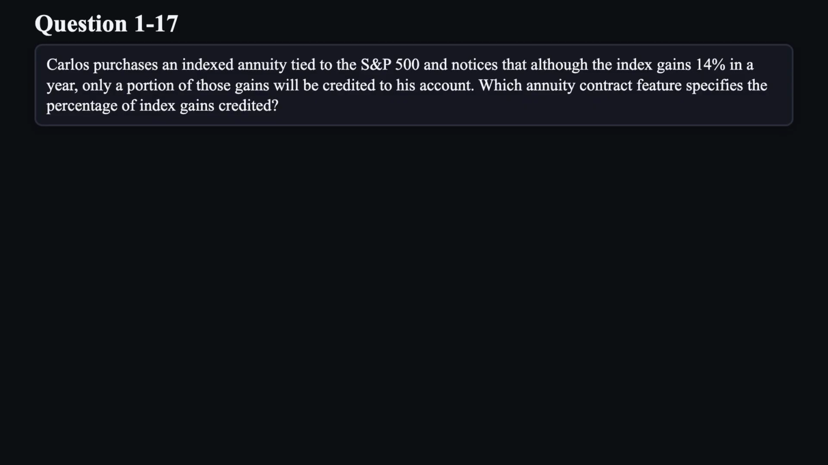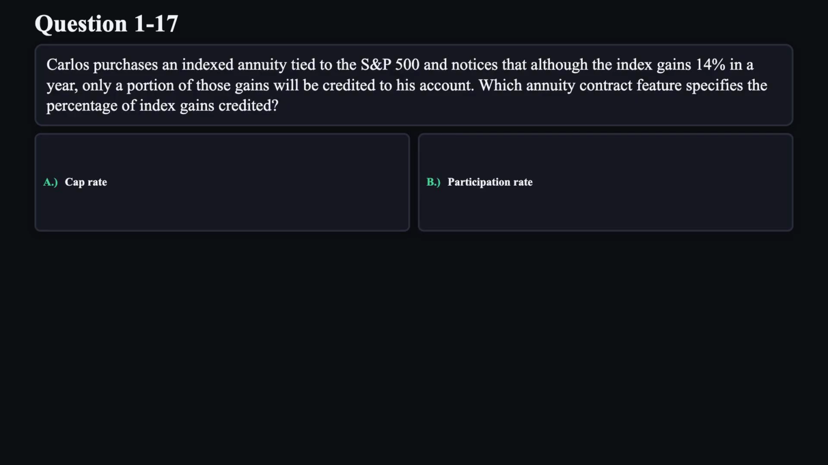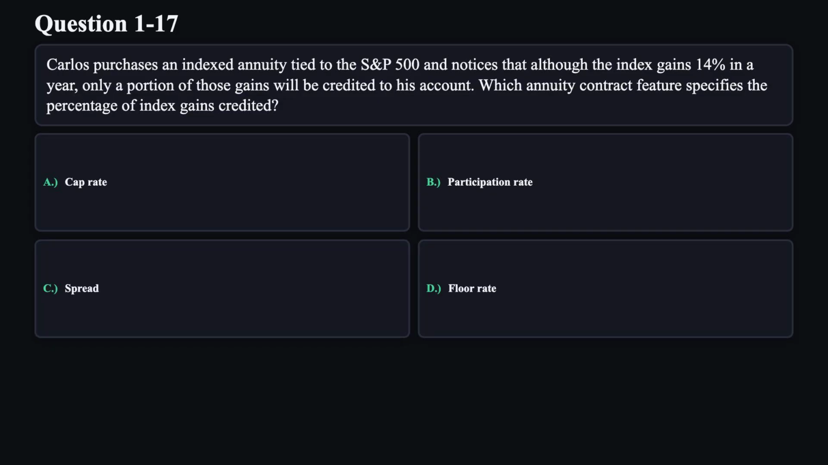Question 17. Carlos purchases an indexed annuity tied to the S&P 500 and notices that although the index gains 14% in a year, only a portion of those gains will be credited to his account. Which annuity contract feature specifies the percentage of index gains credited? A. Cap rate. B. Participation rate. C. Spread. D. Floor rate.